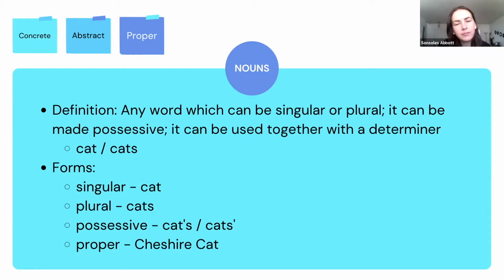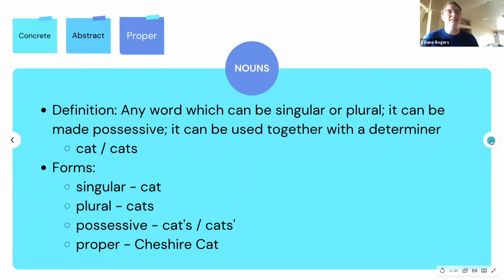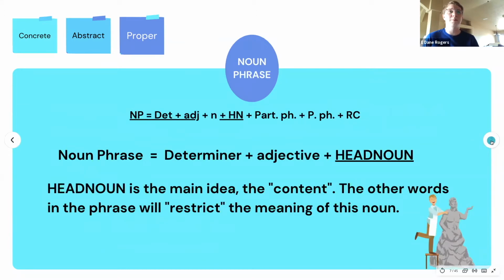All right, so just an example, cat and cats, that pluralizes. That's a simple test for us to see it's a noun. Its forms, we've got singular, we've got plural, we can make it possessive, both in its singular and its plural, and a proper noun is capitalized. Just some basic English grammar there.